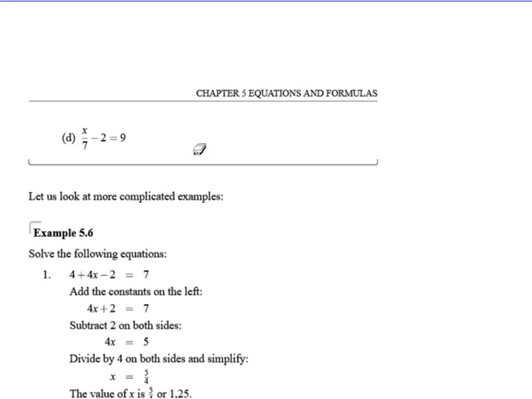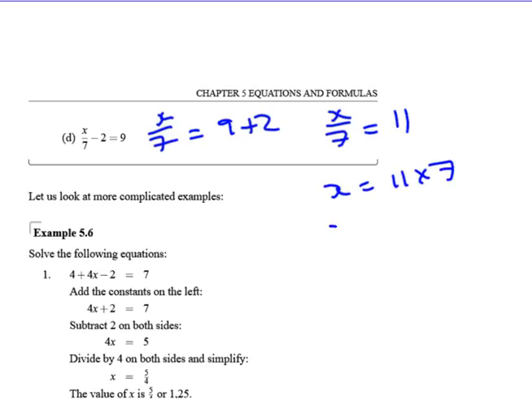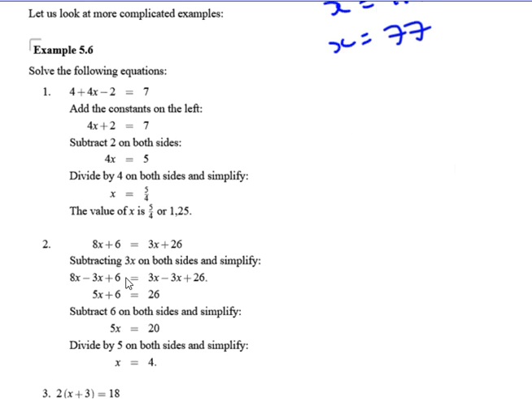Okay. Over on the next page, I'm going to leave the x over 7 where it is, and I want to take the 2 over by doing the inverse operation. X over 7 equals 11. Now, the x is divided by the 7. Opposite of division is multiplication, and x is equal to 77. And if I go back and check, my left-hand side is 77 divided by 7. What is 77 divided by 7? It's 11. My right-hand side is 9 plus 2, which is 11. I know I'm right. Okay.